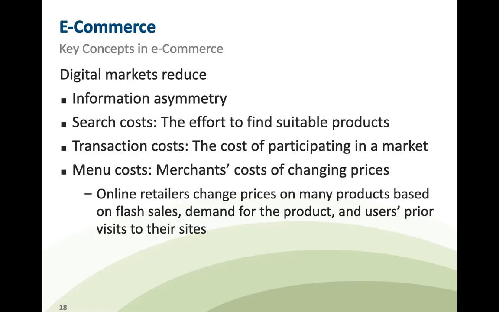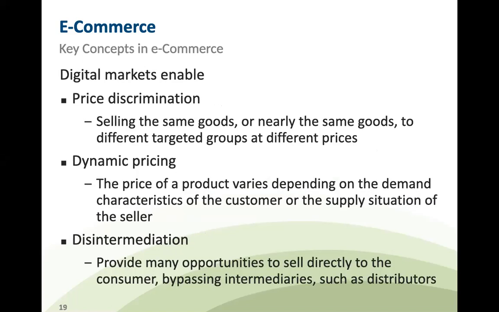So in those applications, you have seen these flash sales, right? There is some sort of change in prices. To change these prices, there won't be any cost, so merchants' costs of changing prices will be reduced. And then digital markets are going to enable price discrimination, right? Price discrimination means different prices for the same product, selling the same goods or nearly the same goods to different targeted groups at different prices.